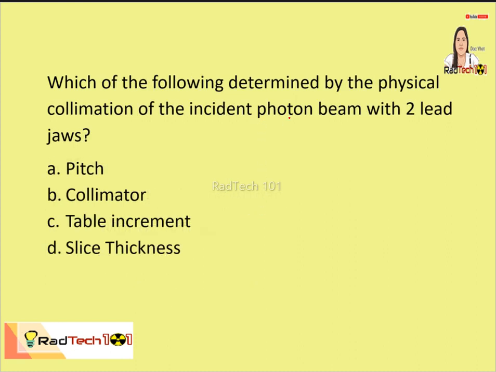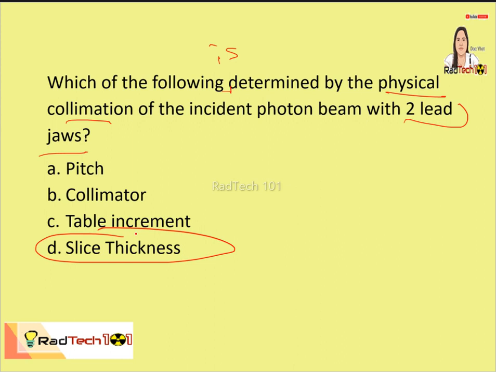Next, which of the following is determined by the physical collimation of the incident photon beam with two lead jaws? And that is what we call the slice thickness. So, slice thickness determines the physical collimation of the incident photon or the incident X-ray between the two lead jaws. So, yung two lead jaws natin, ito yung collimators na ginagamit natin sa CT scan.